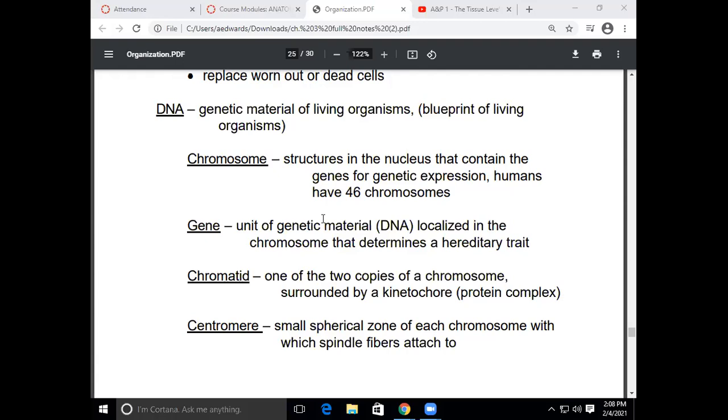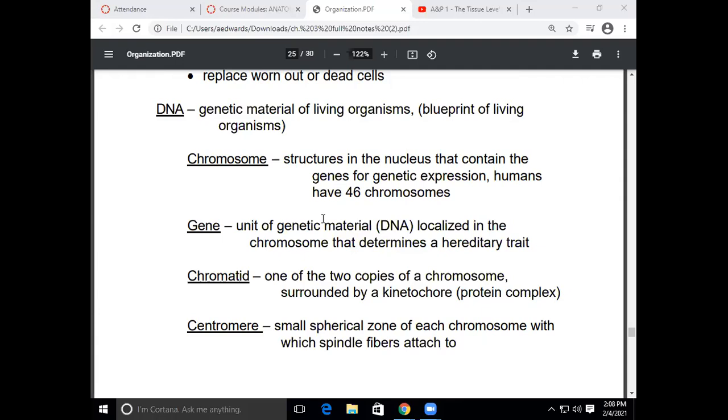A chromatid is one copy of the two copies you have in a chromosome. It's surrounded by a protein complex that we call a kinetochore. So it's like DNA wrapped around some protein.